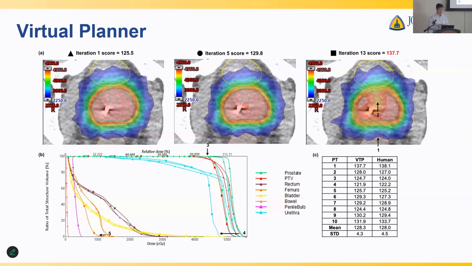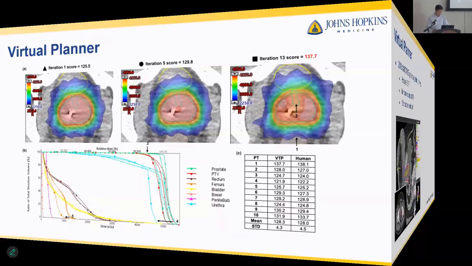From the left to the right, those are the sequential steps when we have this virtual planner do the plan by itself. In the first step, it comes up with a reasonably good plan. In iteration number 5, it started to confine the dose to the prostate, so that we can reduce the dose to the rectum and bladder nearby the prostate. And in the 13th iteration, it started to purposely reduce the dose to the urethra in the middle of the prostate. And I have to emphasize that I didn't tell this computer to do whatever it needs to do. This is all discovered by the computer itself. So we are very happy about this outcome.